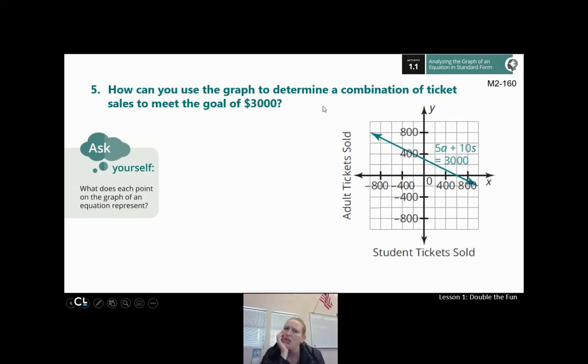So how can we use this graph to determine what combinations of ticket sales would meet our $3,000 goal? Hit pause, give it some thought. How is this graph helping us figure out how to meet our sales goal? Jot down your thoughts on that, and then hit play when you're ready to keep the discussion going.